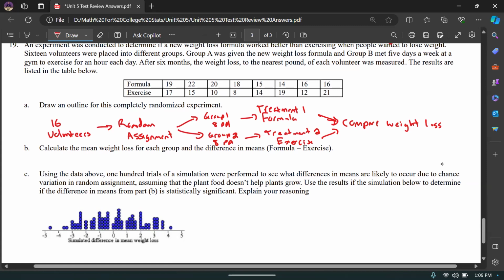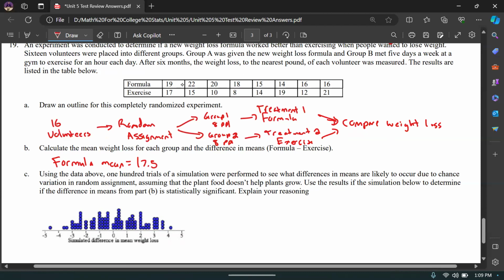We have a little bit of math on this one, which is nice. So the mean weight loss for formula is, I've already done it. But if you add these all up, 19 plus 22 plus 20, etc. If you add these 8 numbers up for formula and then divide by 8, you get 17.5.